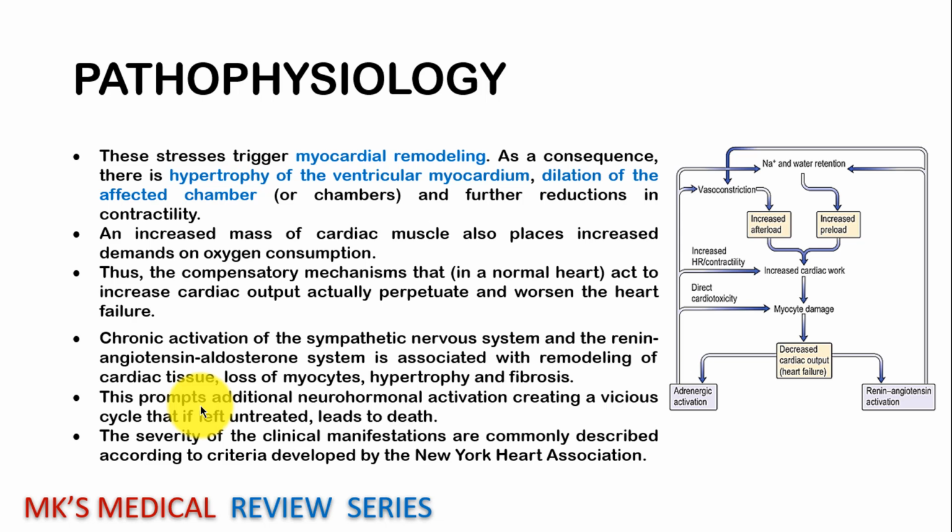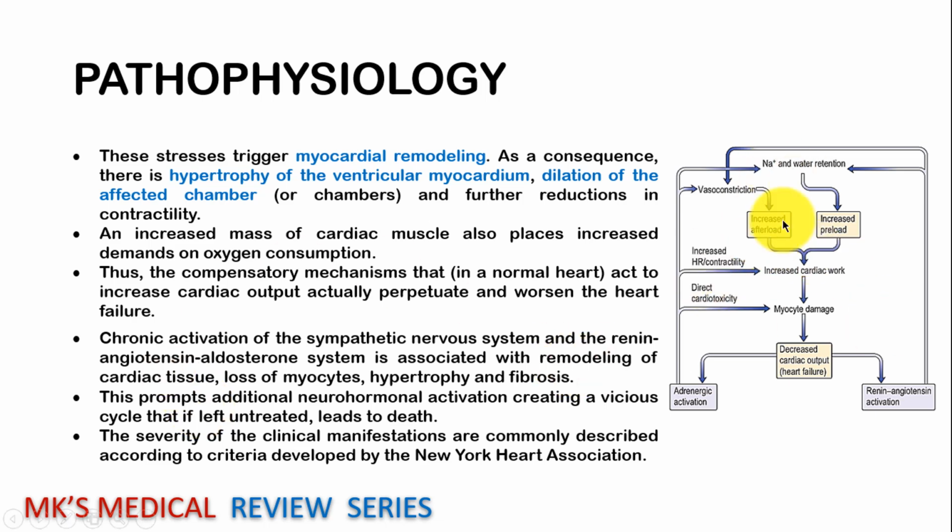Then of course you have this chronic activation of the sympathetic nervous system, the chronic activation of the renin-angiotensin-aldosterone system that may lead to cardiac tissue remodeling. It may lead to loss of myocytes, it may lead to hypertrophy, it may lead to fibrosis. Then of course this is also going to be prompting a vicious cycle. Then of course the severity of the clinical manifestations of heart failure have actually been described by the New York Heart Classification, which I shall talk about in the next slide.